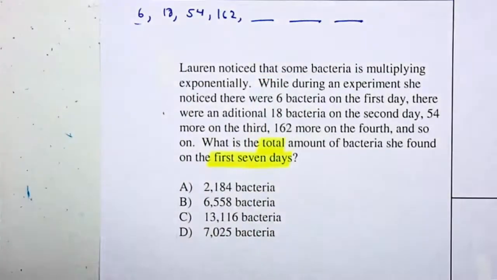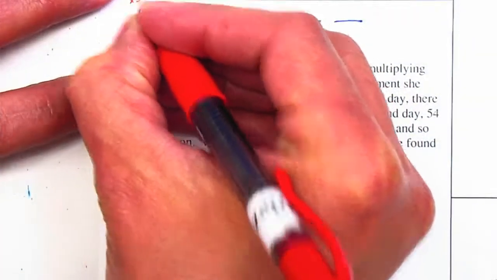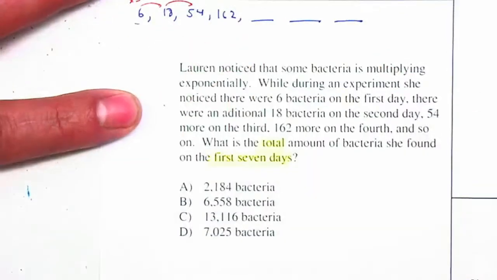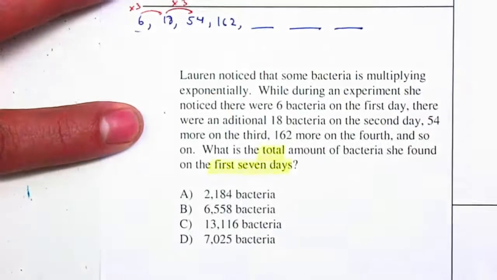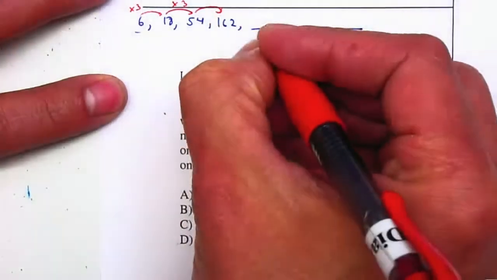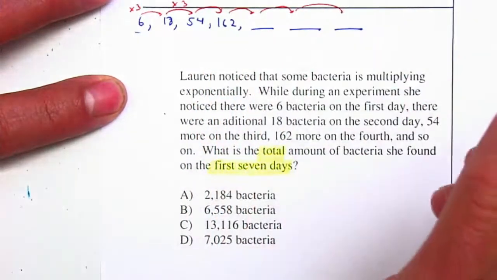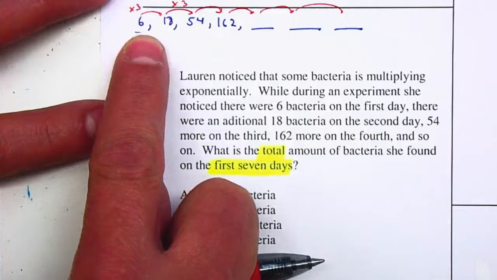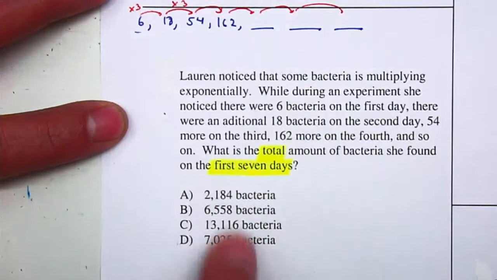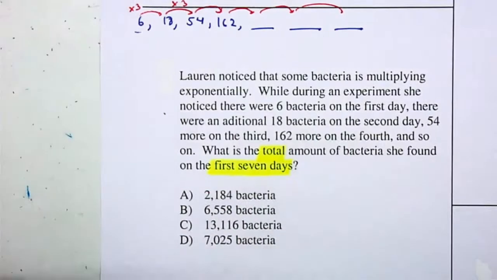Now, if you notice, the numbers are increasing by multiplying by 3. You get from 6 to 18, and then it's being multiplied by 3 again. So 18 times 3 gives me 54. If you multiply by 3 again, that gives me 162. So to find the next number, I can multiply by 3, then multiply by 3, and then multiply by 3. So one way of doing it is just adding all 7 numbers, and you'll get the correct answer. If it's multiple choice, you can go ahead and add all 7 numbers. If it's open response, you need to go through the formula.